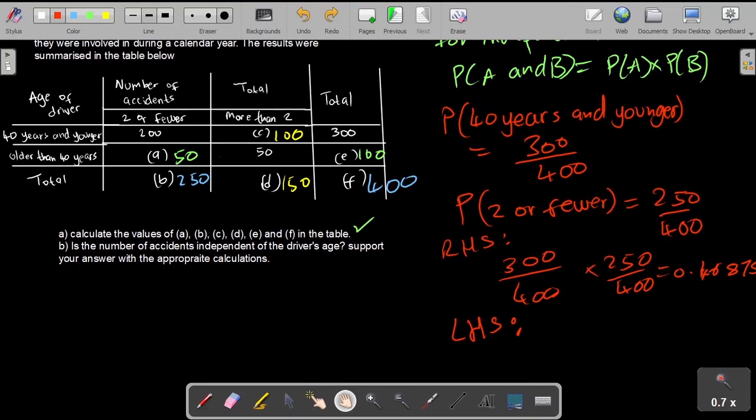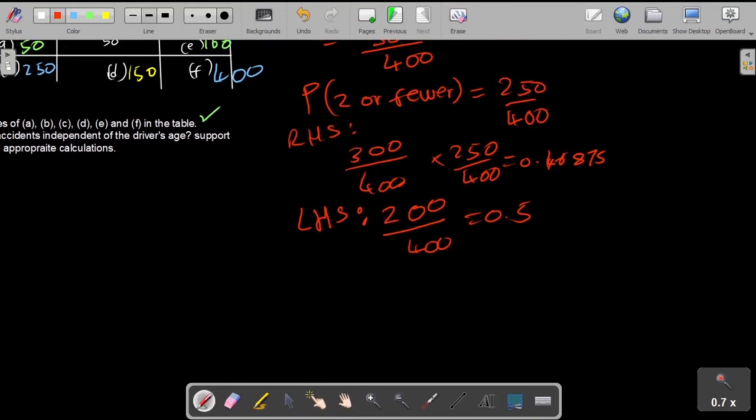So the probability of having 2 or fewer accidents if you are 40 years and younger would be 200, which you can take from the table over there. That is the intersection of the two. So that is the probability of that, and that should be a half. Now, if you look at this, this value is not equal to that value, which means the two variables.